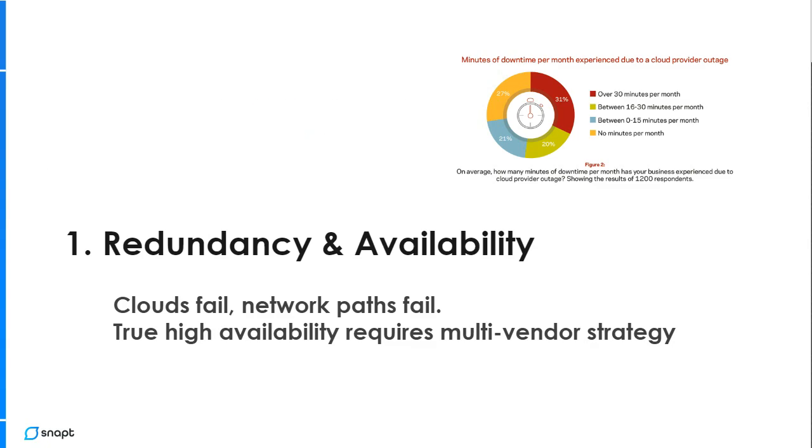And the first one, by far, probably the biggest, I think, where we see clients going to multi-cloud first, and the most immediate kind of return, I think, is for redundancy and availability. Now, I think the most important point here is clouds fail and network paths fail, right? So a cloud availability zone could go offline, and an entire cloud provider could, in theory, go offline.